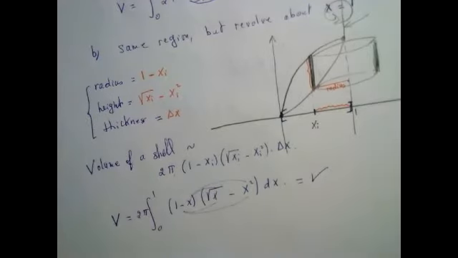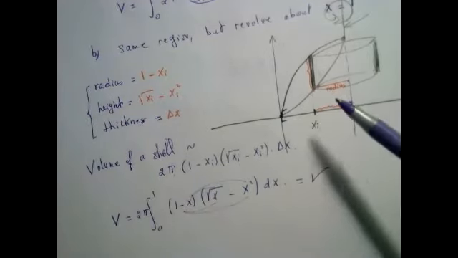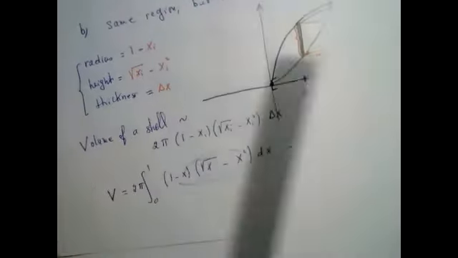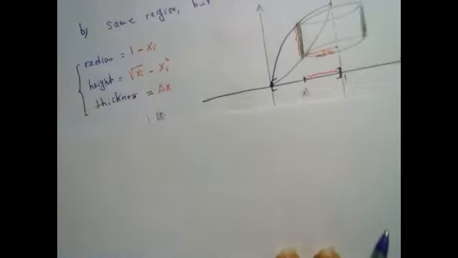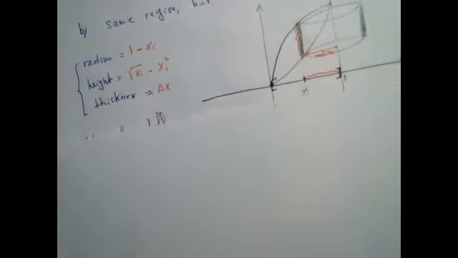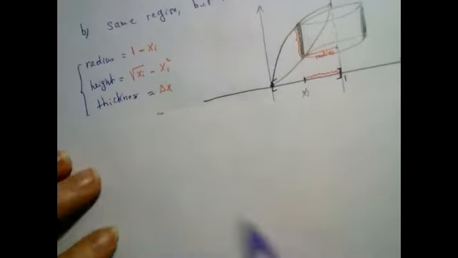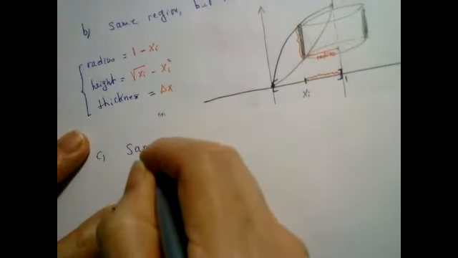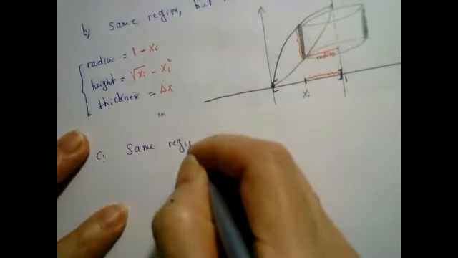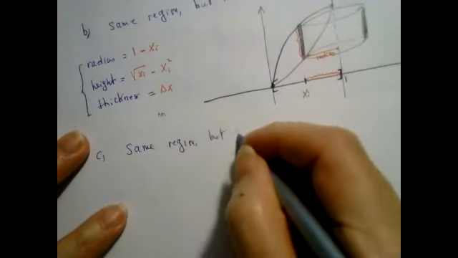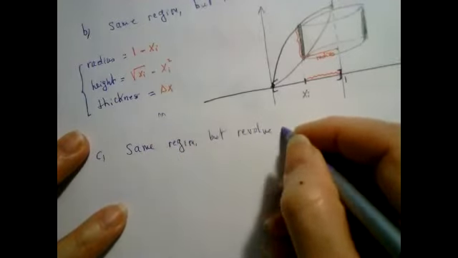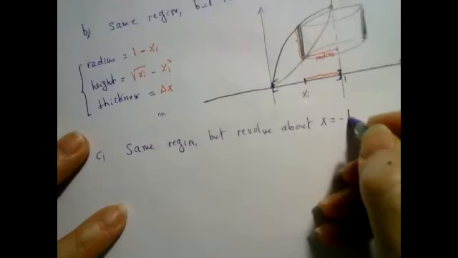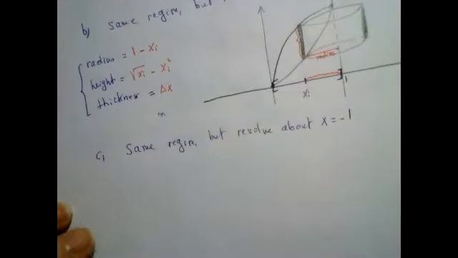I'm going to take the same region. I'm not moving away. And then I'm going to change again the axis of rotation. And then we're going to move to rotation around the x-axis using the shell method. So just to make sure all of you get this very well, I don't think it's hard. So C would be the same region, but let us revolve about x equal -1, for example, just out of practice.